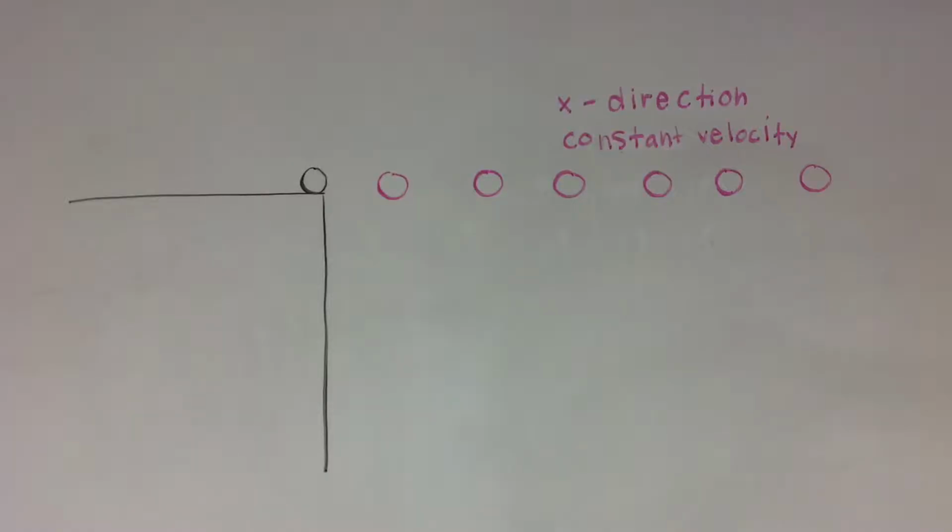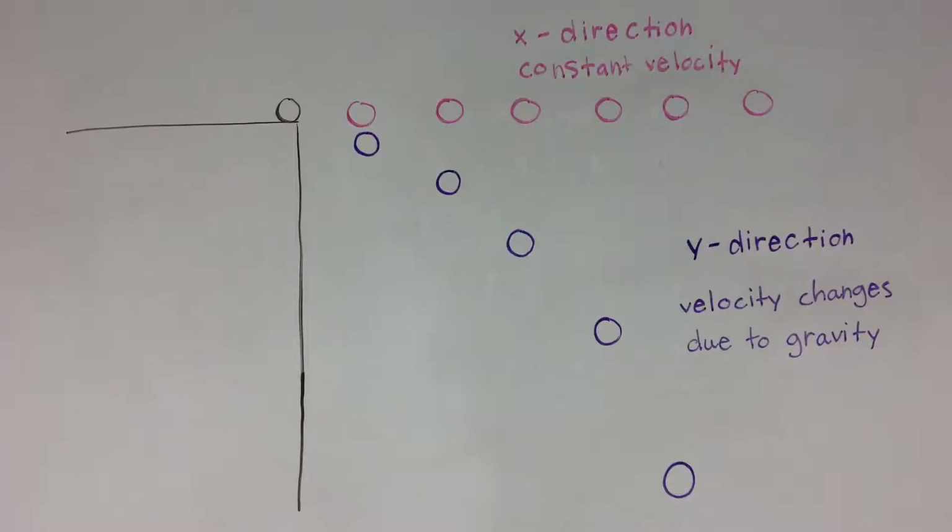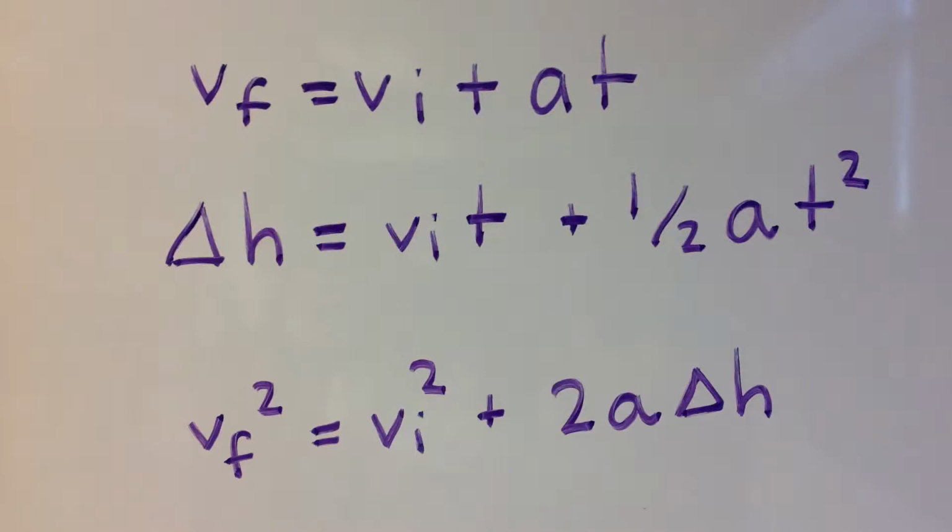Notice that when objects fall, their x velocity remains constant. However, the velocity in the y direction changes due to gravity, an acceleration of negative 9.8 meters per second squared. There are three main kinematics equations that you will use depending on the givens of the problem. We will use each in the following examples.